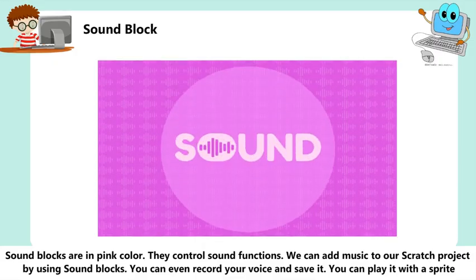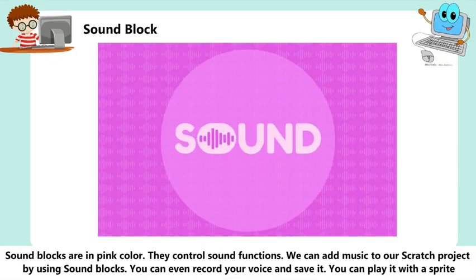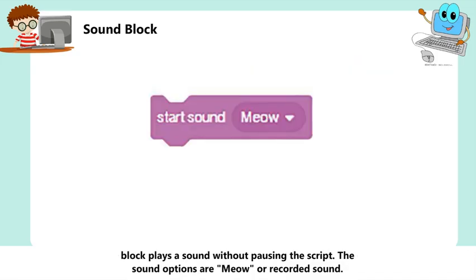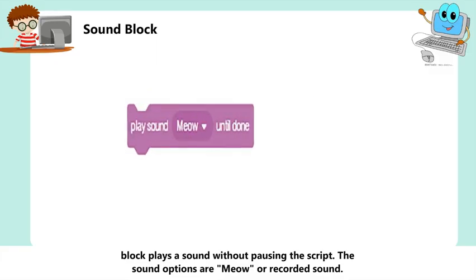Sound block. Sound blocks are in pink color. They control sound functions. We can add music to our Scratch project by using sound blocks. You can even record your voice and save it. You can play it with a sprite. Start Sound Meow block plays a sound without pausing the script. The sound options are meow or recorded sound.